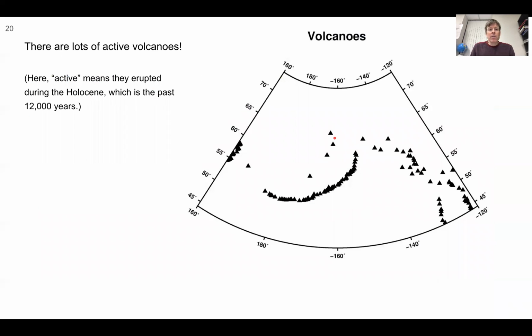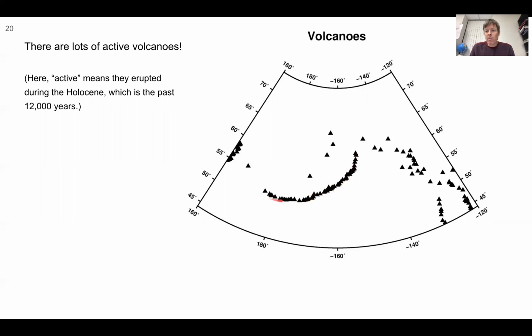There are lots of active volcanoes here. Active means they erupted during the Holocene, the past 12,000 years. If you look at the Alaska Volcano Observatory website, you'll get a much more color-coded description of what's actually erupting today. So different meanings of activity in terms of planes flying overhead into potential ash clouds. That's different from a geological characterization of this region. And so here we're looking at anything erupted in the last 12,000 years.